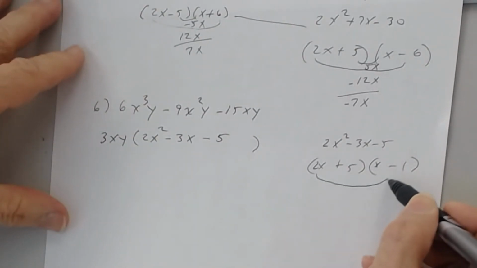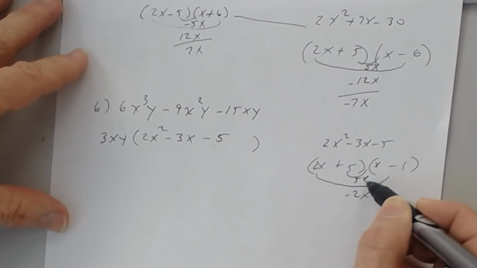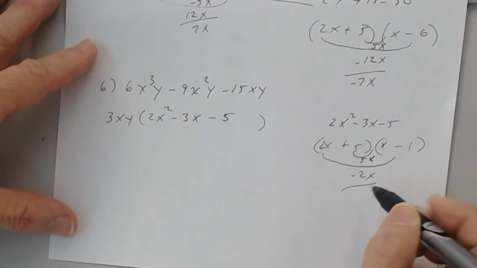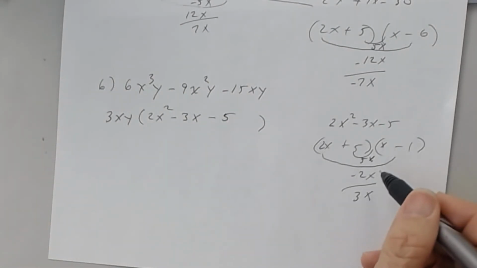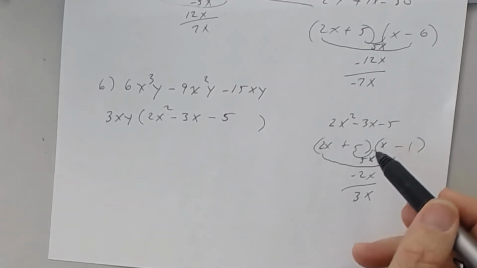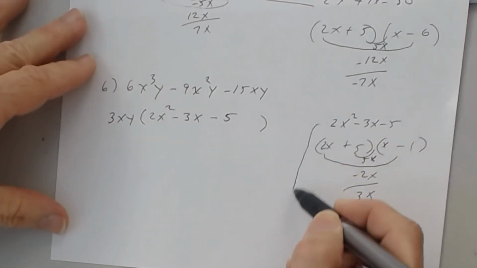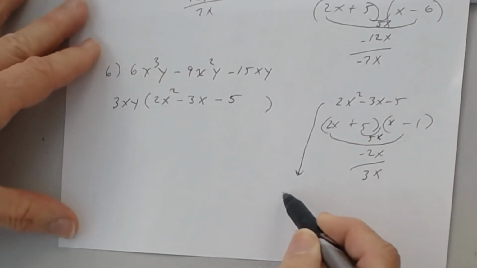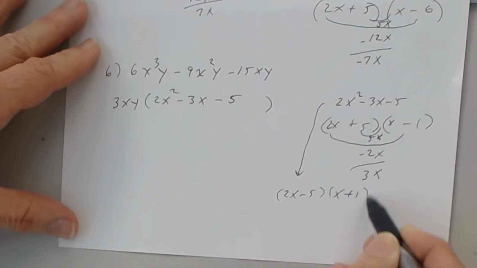What's the outer? What's the inner? What do I get when I combine those? It's not what I want. This is 3x. What do I want? All that tells me to do is switch the signs. So this should be, instead, 2x minus 5 times x plus 1.